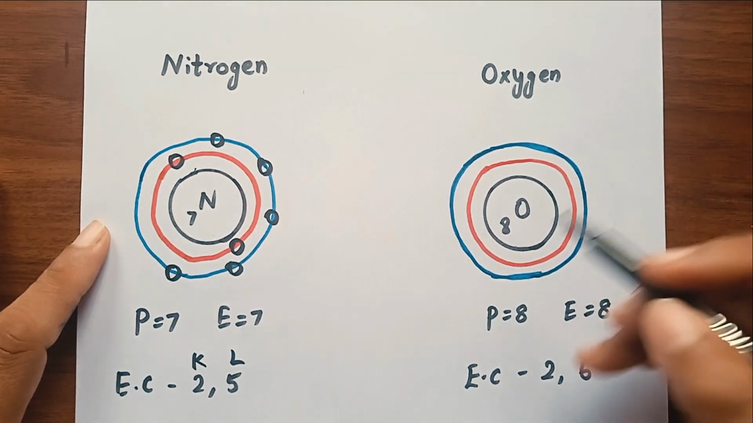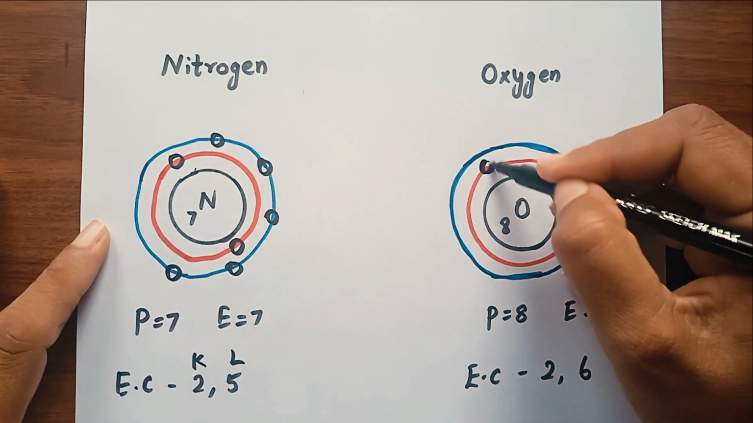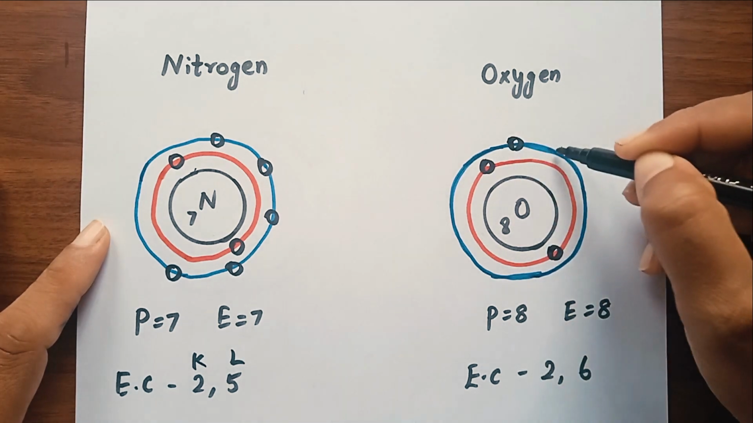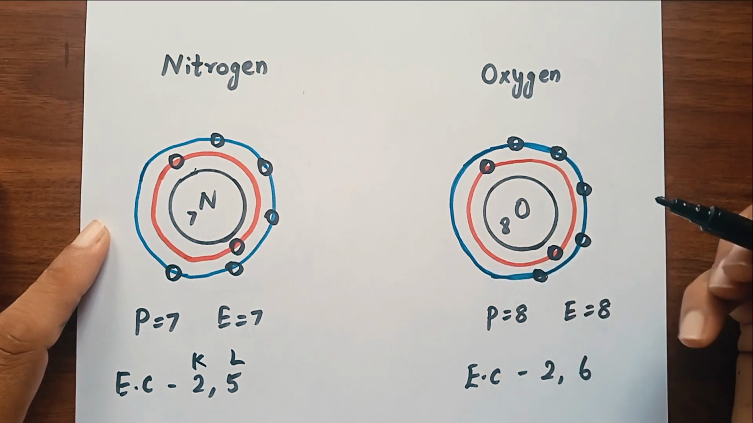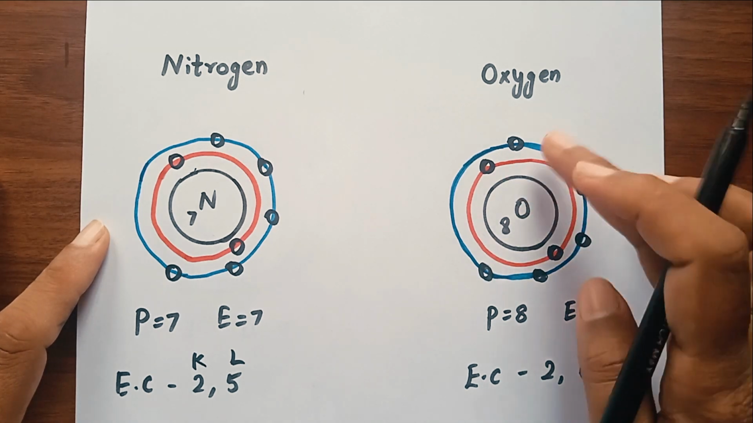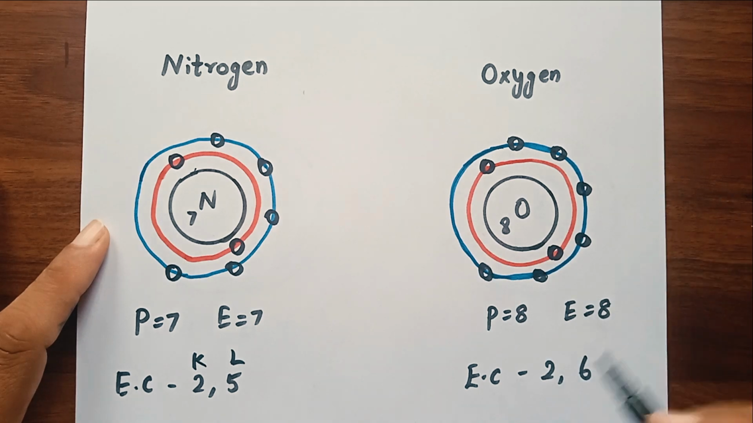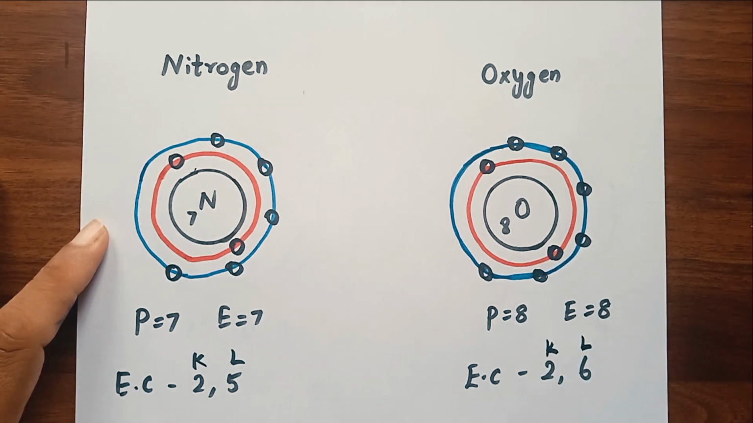See for oxygen. Oxygen atomic number is 8. So number of protons is 8. Electrons is 8. So fill 1, 2, 3, 4, 5, 6, 7, 8. So 2, then 1, 2, 3, 4, 5, 6, 7, 8. So 2 in the K shell and 6 in the L shell.